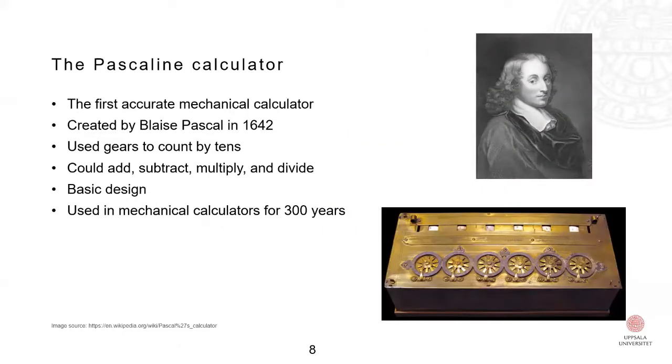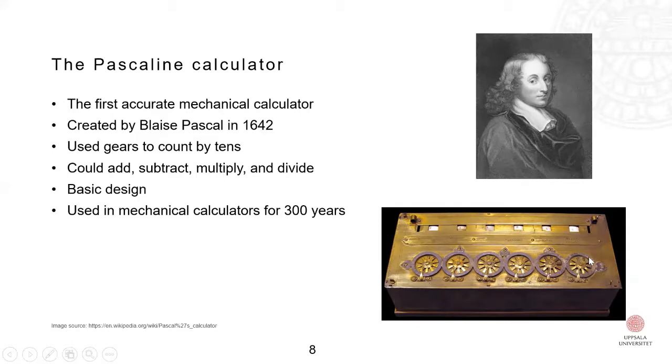But the first real calculator was the Pascaline, which was the first accurate mechanical calculator, and it was invented in the 17th century. It used gears to count by tens. So instead of the rows that we had in the abacus, we have gears here. The first gear shows the number of ones, the next one shows the number of tens, the next one the number of hundreds, and so on.